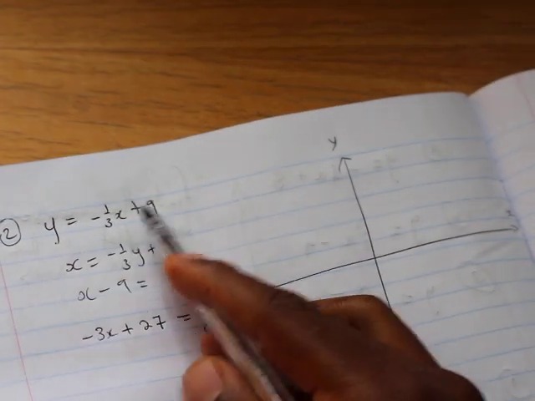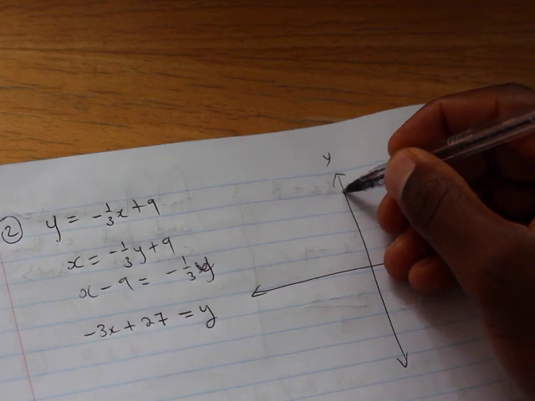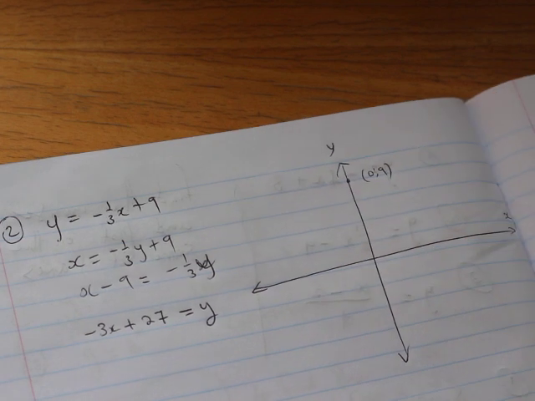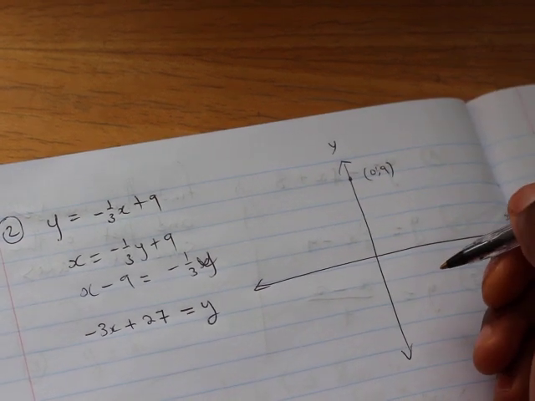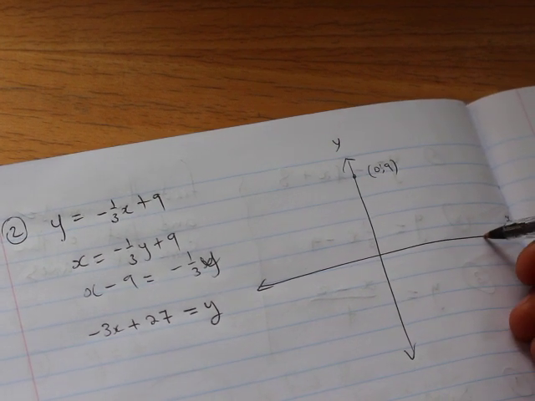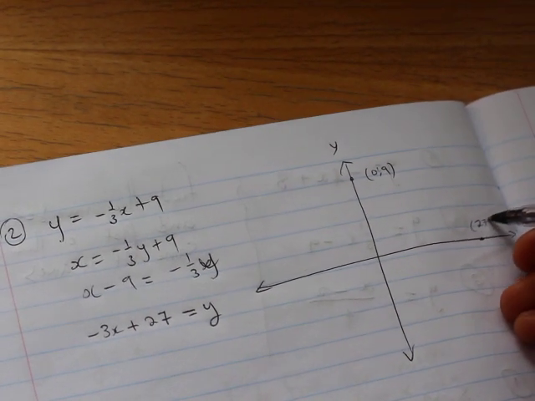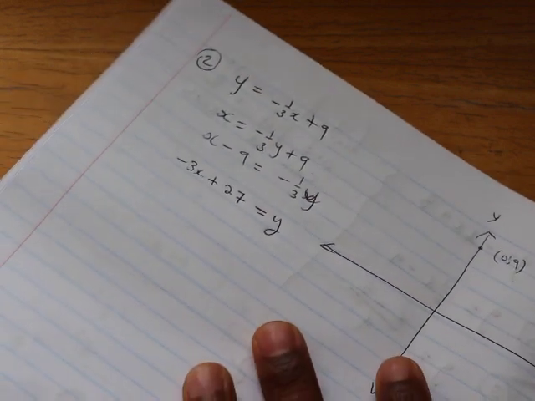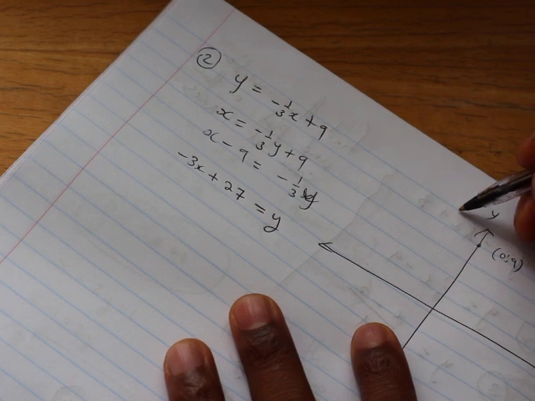So this function here, the y-intercept, we know for sure it's going to be at (0, 9). The x-intercept is going to be at (27, 0). Alright, (27, 0). And you can see that we're dealing with a downward sloping line.